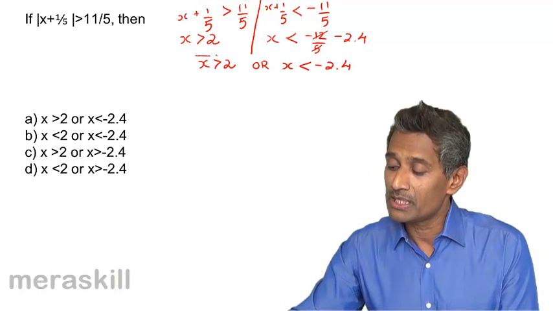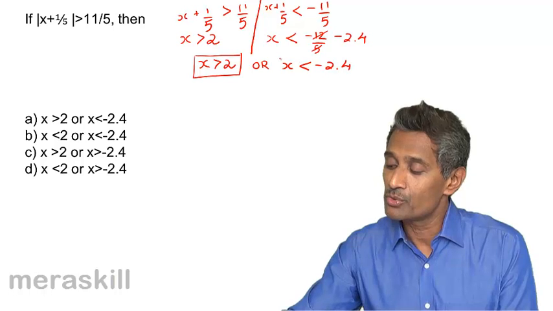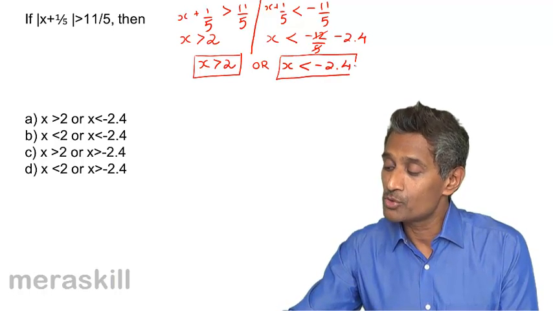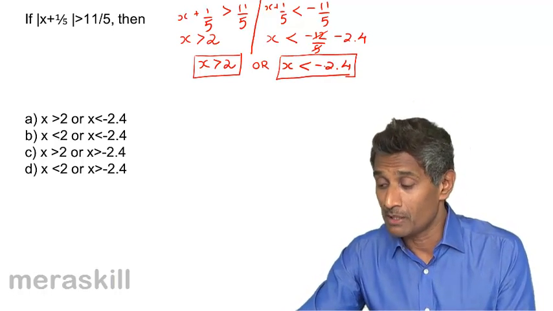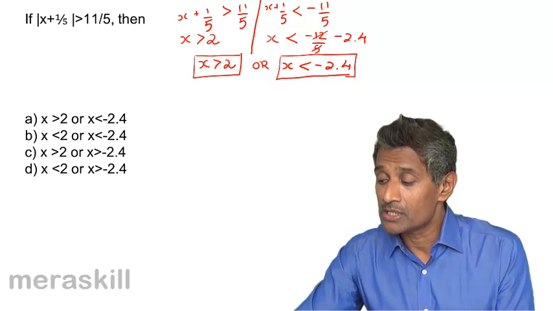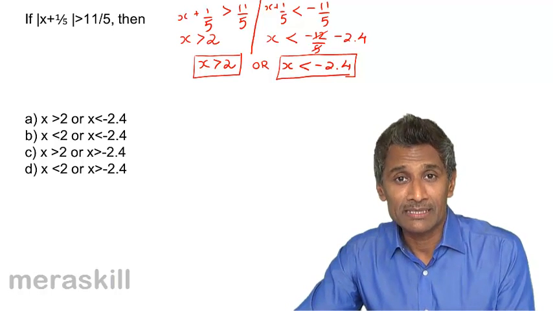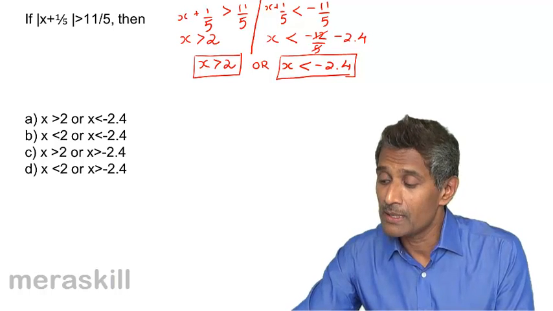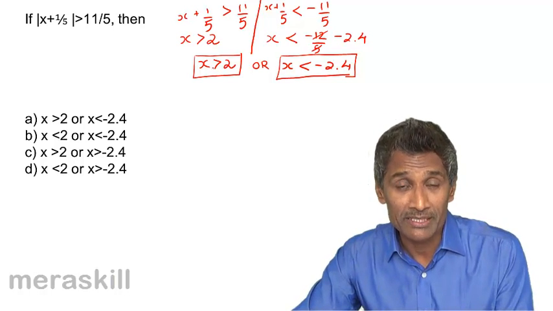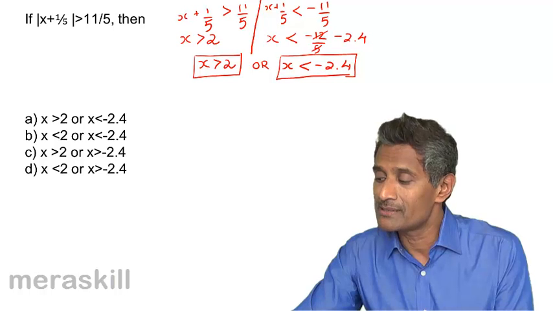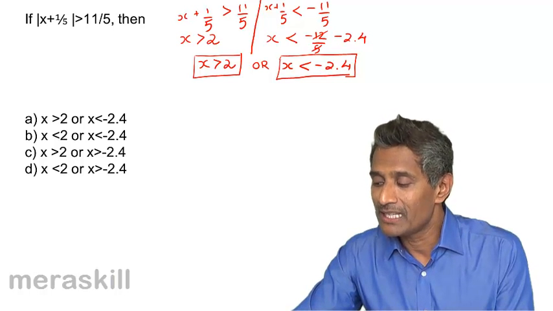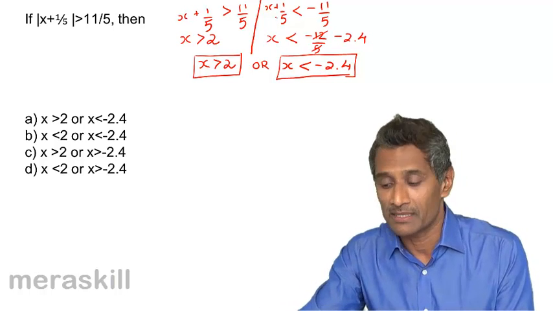So we have a combination of x greater than 2 or less than -2.4. Remember, the values are not both of these being satisfied simultaneously. Either the number could be greater than 2 or any number less than -2.4. Anything in between is not going to satisfy this inequation.